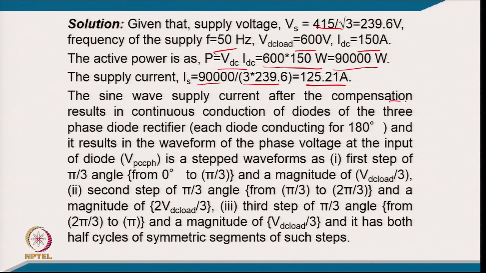So, the sine wave supply current after compensation results in continuous conduction of the diodes of the 3-phase diode rectifier, each diode conducting for 180 degrees, and it results in the waveform of phase voltage at the input of the diode being a stepped waveform. The first step is of pi by 3 angle, from 0 to pi by 3, with magnitude VDC by 3, and the second step is again of 60 degrees, from pi by 3 to 2 pi by 3, with magnitude 2 VDC by 3, and the third step is of pi by 3 angle, from 2 pi by 3 to pi, with magnitude VDC by 3, and both half cycles have symmetric segments of such steps.